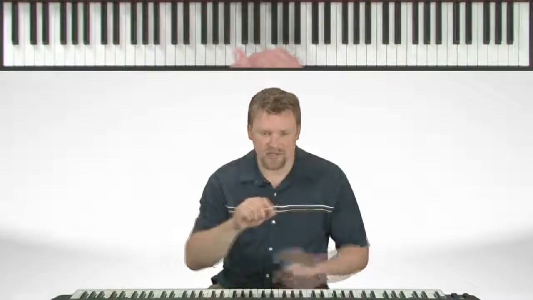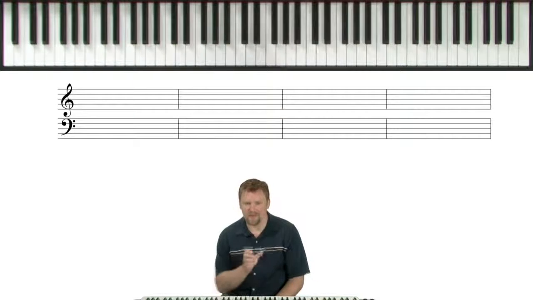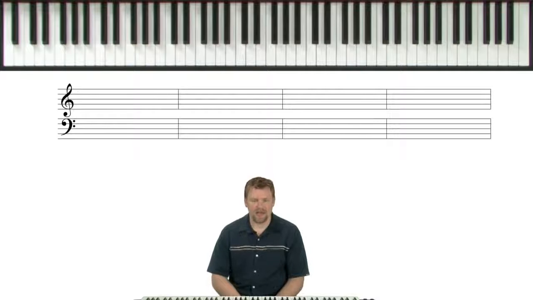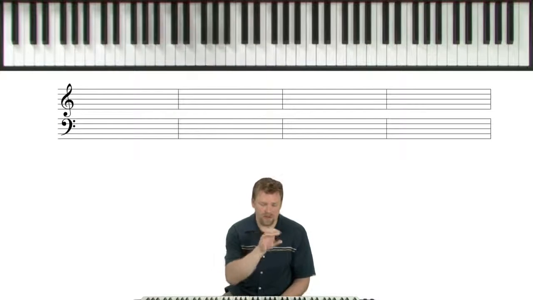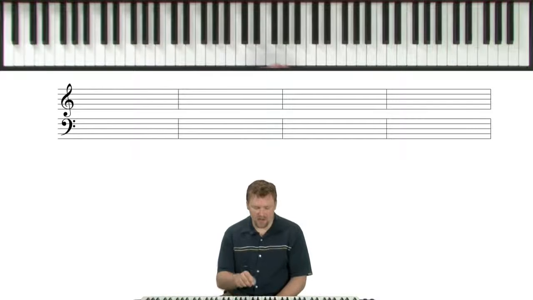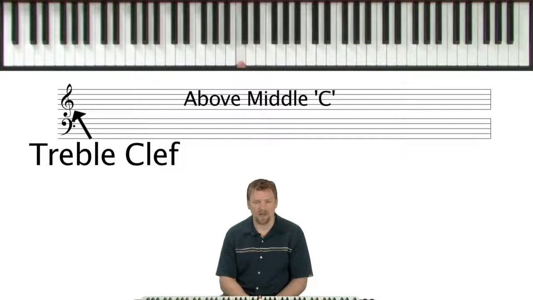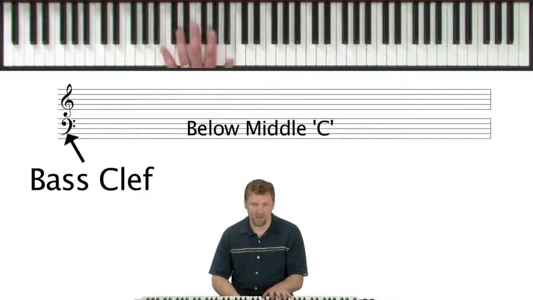Now, for piano, we have horizontal lines. You'll see them. There's two sets of horizontal lines on a sheet of paper there. Those horizontal lines are called staves. Now, the vertical lines that break up those staves are called bar lines, and those sections are called measures. So we've got staves with bar lines, measures. Now, the top of those staves is all of the notes above middle C. The bottom staff indicates all of the notes below middle C.